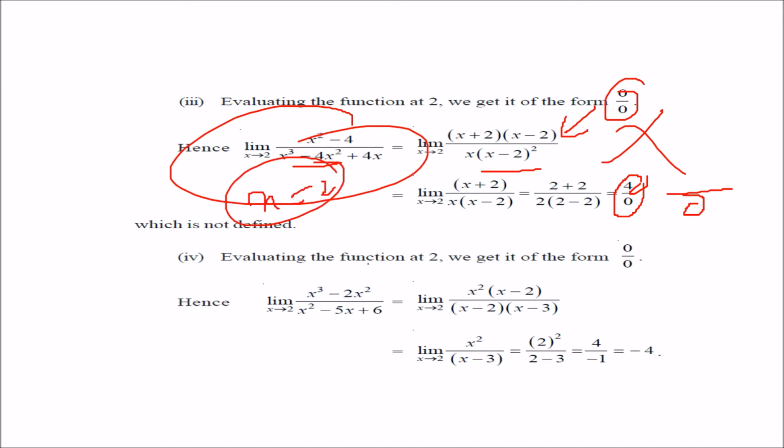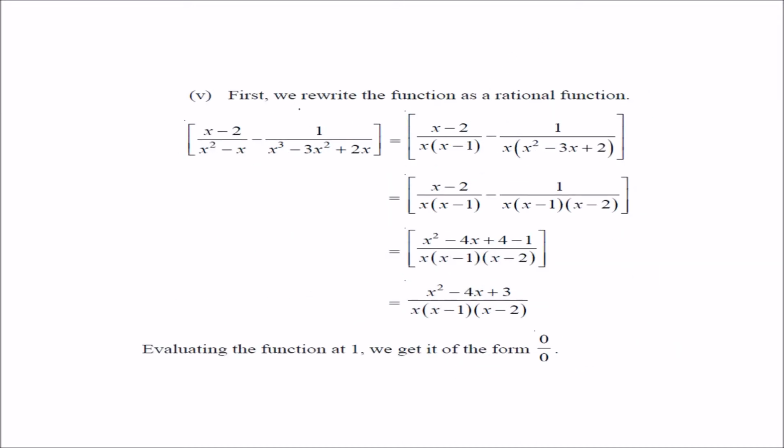The next one is evaluating the function at 2. If in this function you place the value of x as 2, you'll get 0 by 0, which is not acceptable. So just solve them. Take x square common. Here you factorize x minus 2, x minus 3. You can cancel it out, and get x square by x minus 3. Place the value x equal to 2. You'll get minus 4, which we can accept.